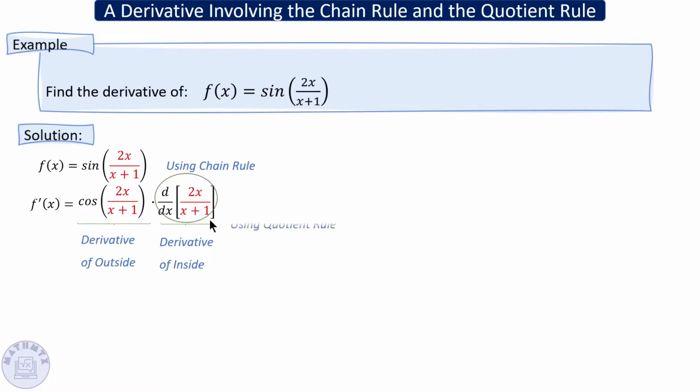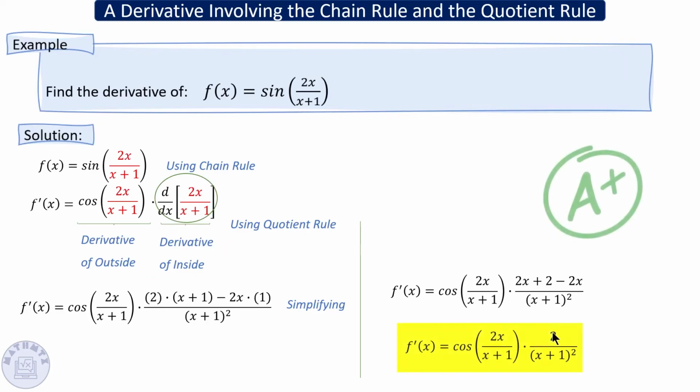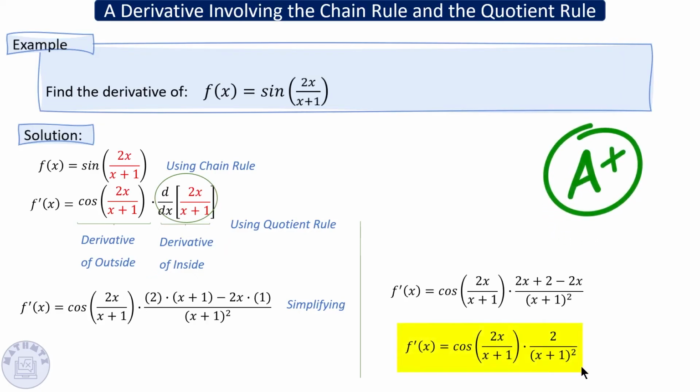Now this angle requires the quotient rule. So this will be cosine of the bracket times derivative of the top times the bottom minus the top times derivative of the bottom over the bottom squared. Let's simplify it further. Now this will be 2x plus 2, so we distributed the 2, minus 2x. And now let's just cancel out 2x with negative 2x, and this will be our final answer.